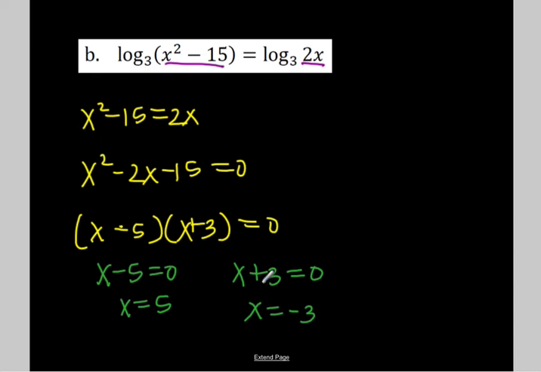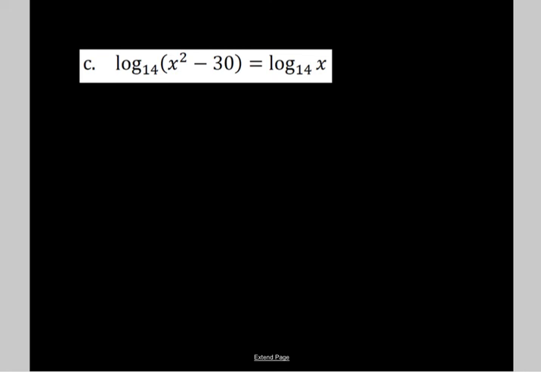If I check and plug it in, negative 3 squared, well, that's 9. 9 minus 15 will give me negative 6. So once again, it's a negative, so I can't plug that one in. 5 squared is 25. 25 minus 15 is 10, so we're good there. That's a positive we're plugging in. And then 2 times 5 is 10, so this is my solution. x equals 5. And our very last problem, they are both log base 14, so I can go ahead and set them equal to each other.